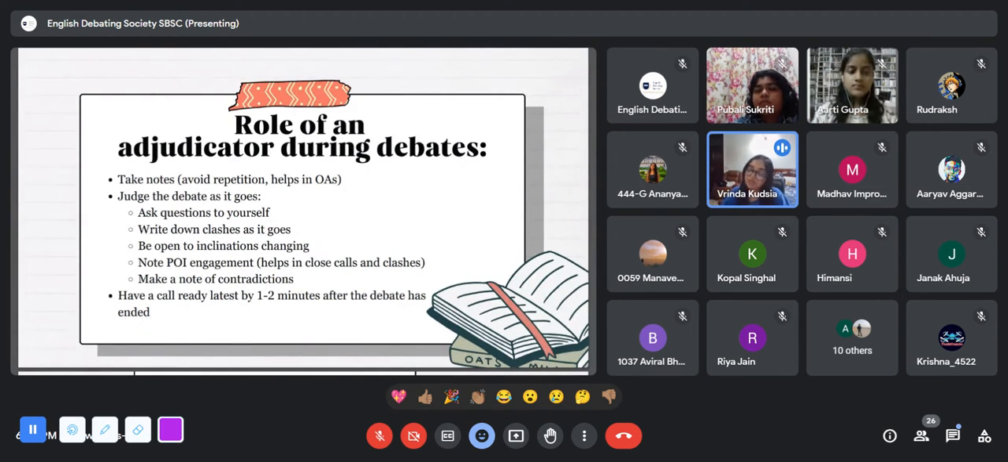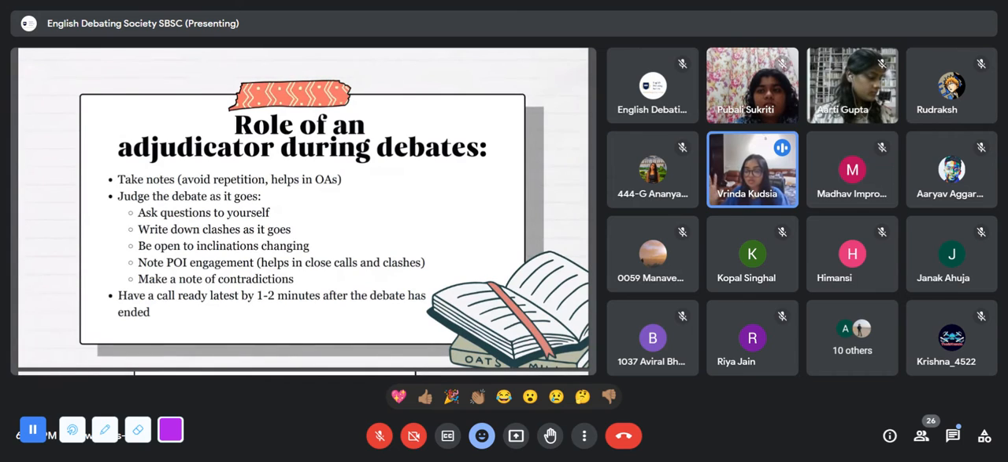At that point in time, another thing you can do during the debate is make a note of contradictory claims, because you're not supposed to go ahead and buy those. Then once you're done doing all of these things and judging the debate as it goes, the main conclusion of all of these points is simple: when a debate is going on, continuously also evaluate it as well. Don't just note things down, also simultaneously evaluate the debate.